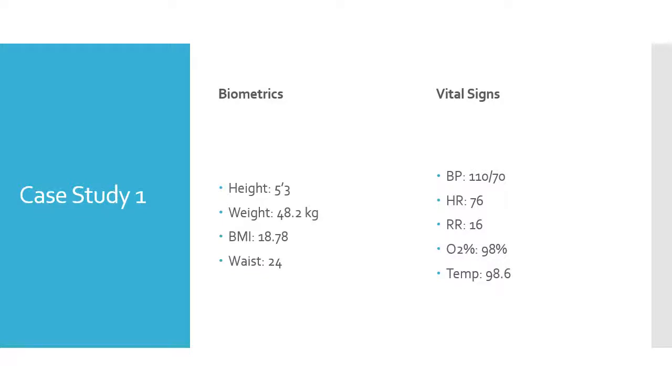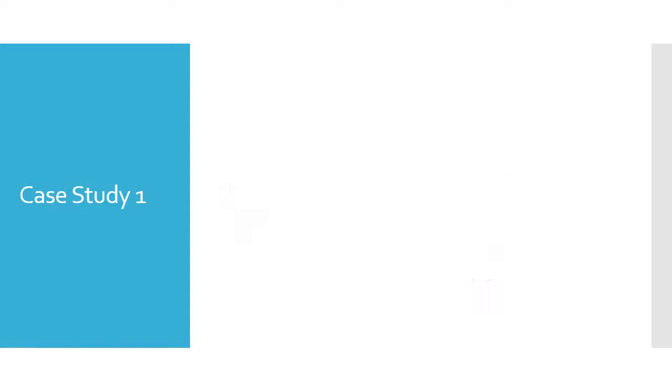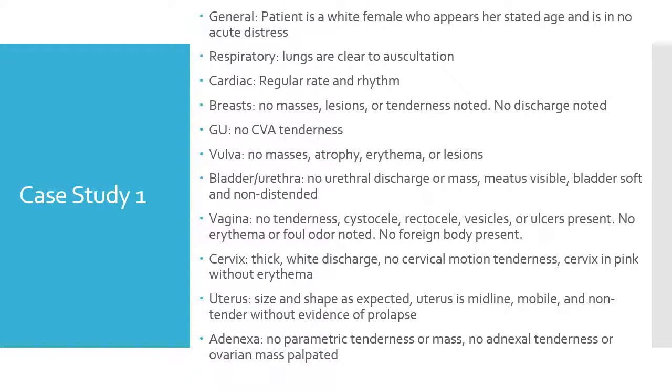She is underweight. Her vital signs are... She's a white female who appears her stated age and is in no acute distress. Her lungs are clear to auscultation. She has a regular rate and rhythm. She has no masses, lesions, or tenderness or discharge noted on bilateral breast. No CVA tenderness. No concerns with the rest of her exam.